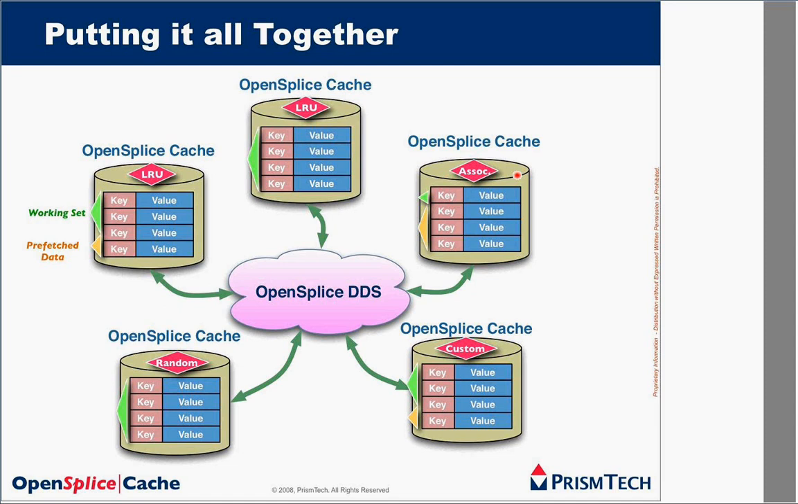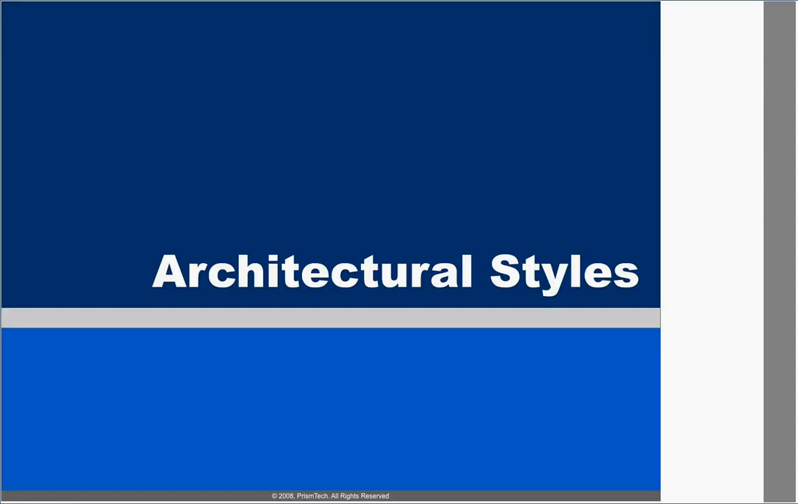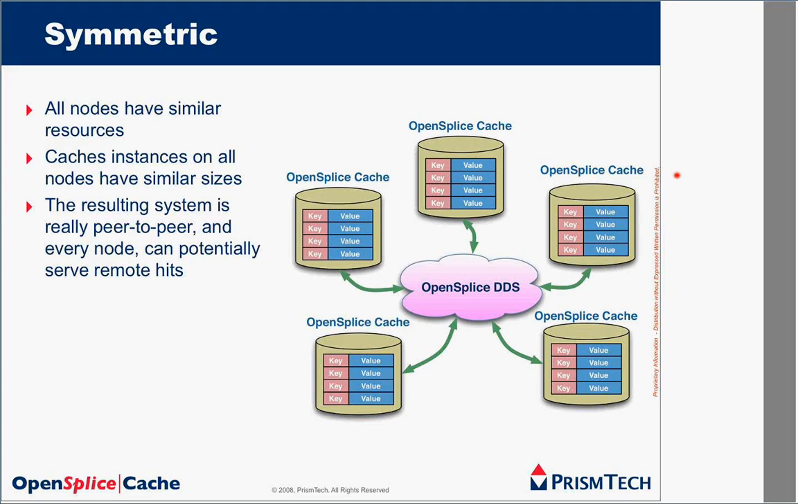Okay, so now that we've seen this, let's quickly take a look at the architectural styles that you could implement with this cache. One is what we typically call symmetric caches. This is typically used whenever you have a system built out of symmetric nodes, which means nodes that have more or less the same computational power as well as the same memory size. In this case, it makes sense to have caches of similar size on each node, and the resulting system is really peer-to-peer, because there is no preference for one node or another when trying to resolve a remote hit. And so you have a very well-balanced system, which will behave very nicely in terms of load balancing and overall performance.